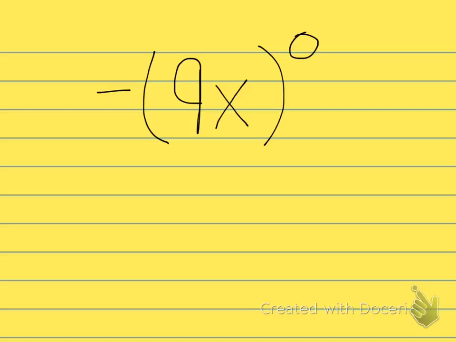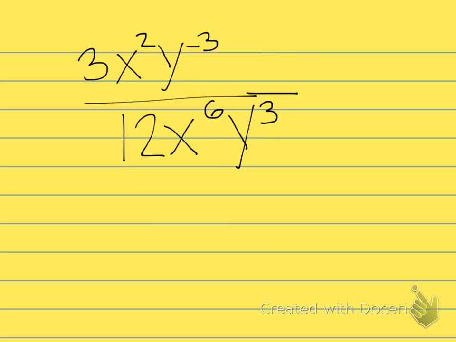Alright, so the next problem we're going to do is there's a negative outside the parentheses, and inside there's a 9x, and then over here is a 0. So it's 9x to the 0 power, which is just 1, and then there's a negative outside the parentheses, so you just add the negative. Pretty simple, and it's just negative 1. That's your answer.